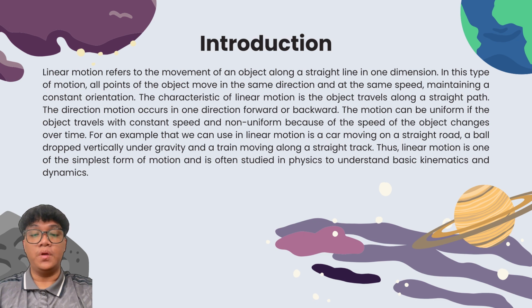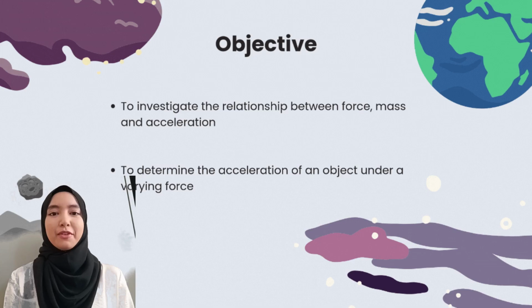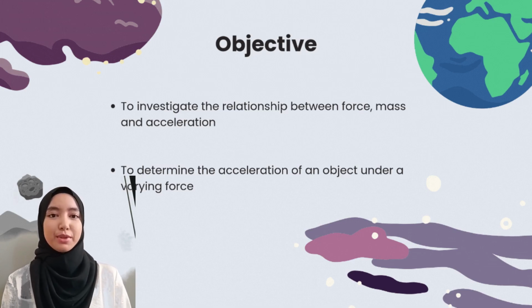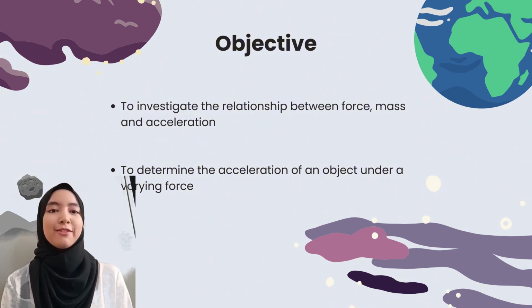object changes over time. An example that we can use in linear motion is a car moving on a straight road, a ball dropped vertically under gravity, and a train moving along a straight track. Thus, linear motion is one of the simplest forms of motion and is often studied in physics to understand basic kinematics and dynamics. The objective of this experiment is to investigate the relationship between force, mass, and acceleration and to determine the acceleration of an object under a varying force.